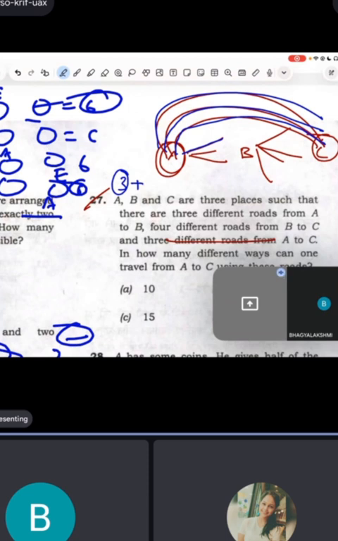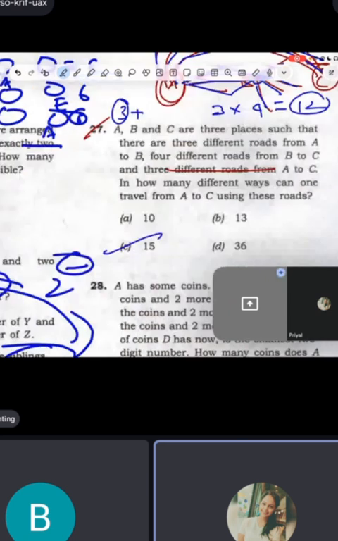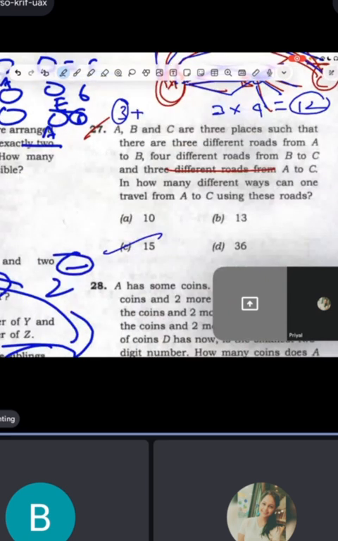In total we have to go from A to C. Three are direct ways, but we now have to take out the indirect ways. See here, if I go from this route, here again I will have four ways. In the same way, this route again four ways, this route again four ways, which means 3 times 4 is 12. 12 plus 3 is 15. This answer is common sense actually.